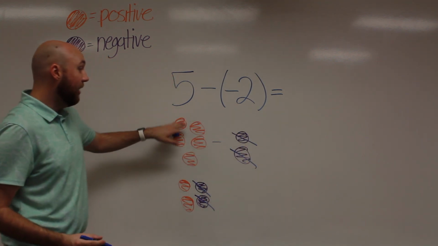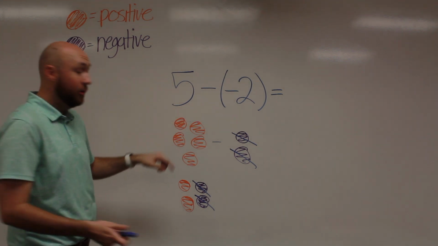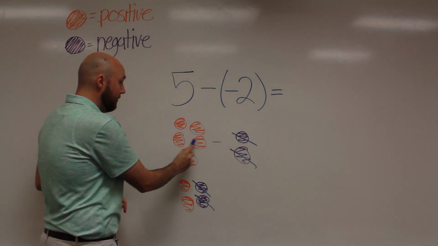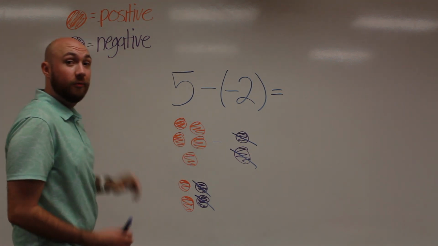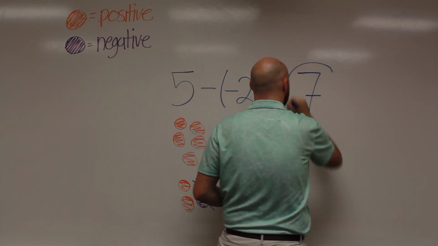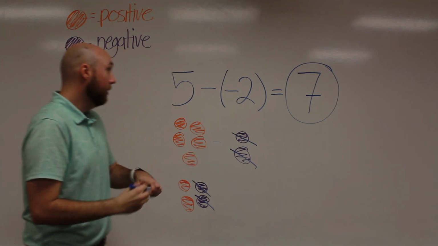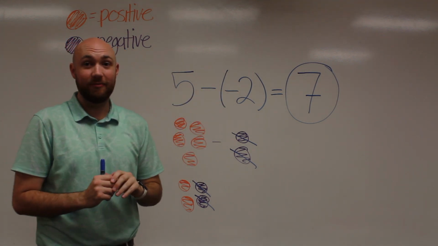Right, now we subtracted negative 2 from positive 5. What do we have left over? 1, 2, 3, 4, 5, 6, 7. They're orange, so it's positives. So now our answer is positive 7 for that question. 5 minus negative 2 equals positive 7.